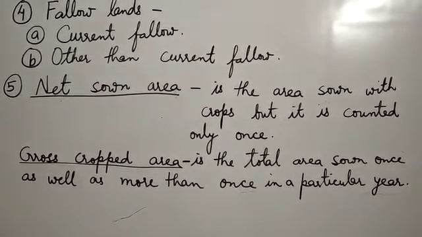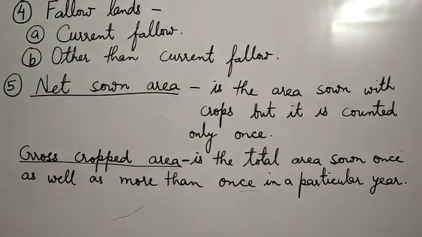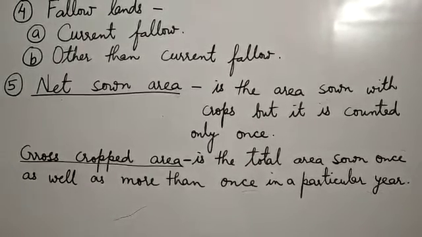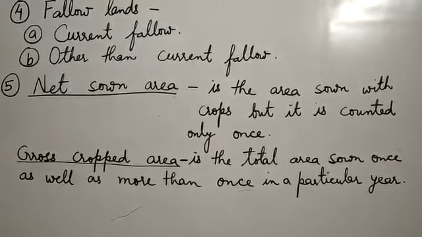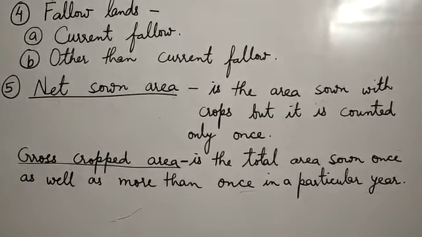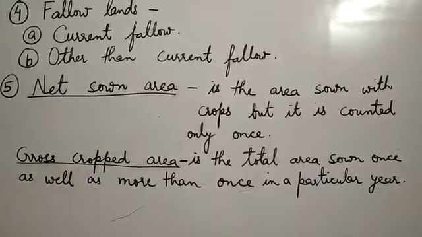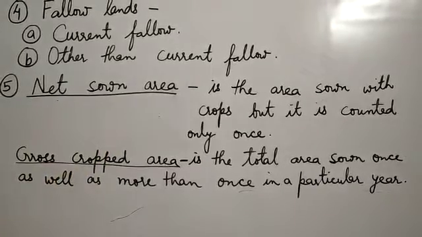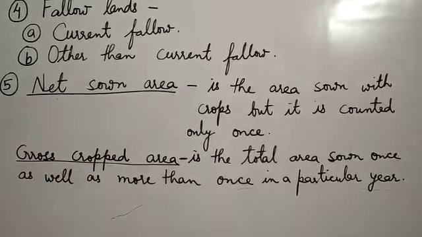Suppose a farmer has 2 acres or 2 hectares of land, and if the crop is sown once, that is net sown area. But if in the same piece of land 3 crops are grown, so 2 into 3, the area and the number of crops grown are multiplied, and that gives the gross cropped area. That is the difference between NSA, net sown area, and gross cropped area.